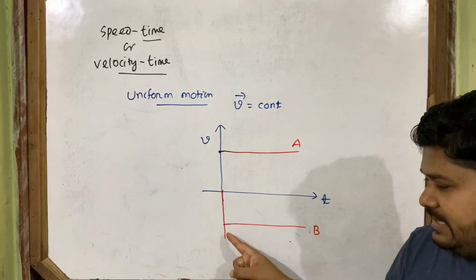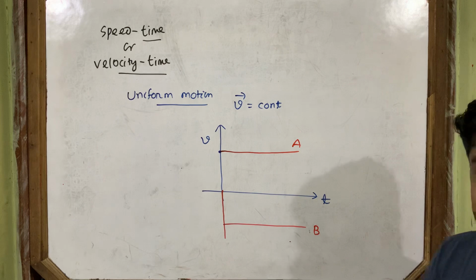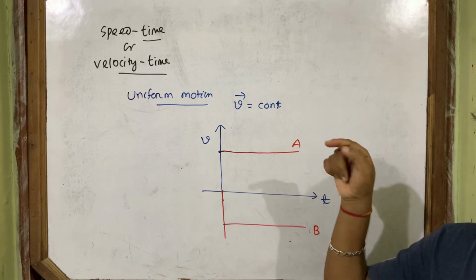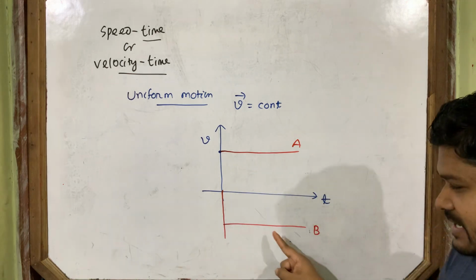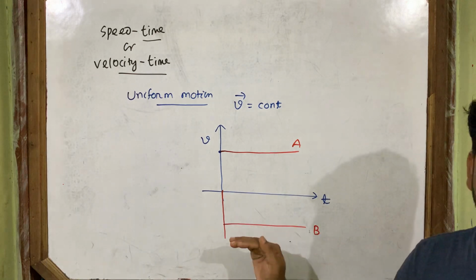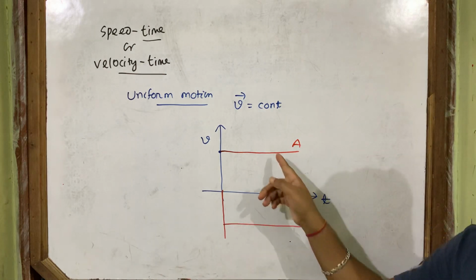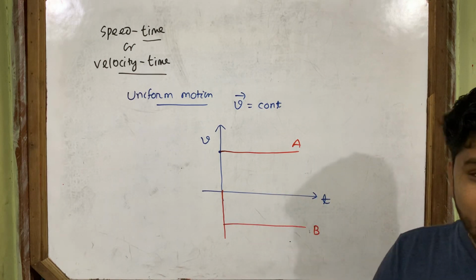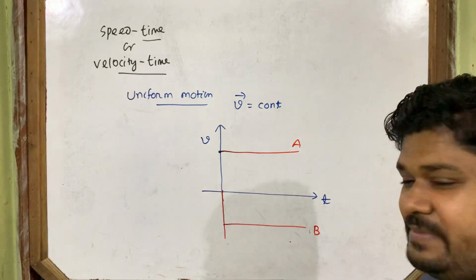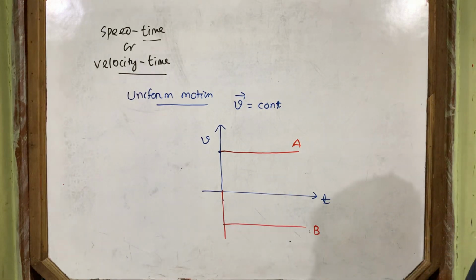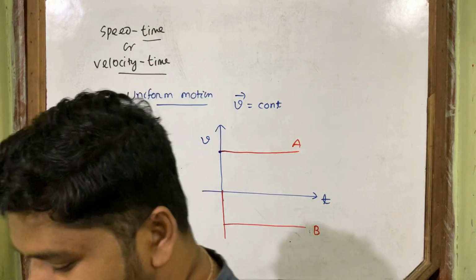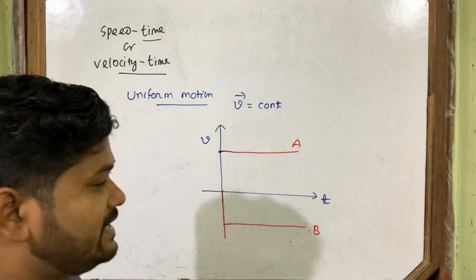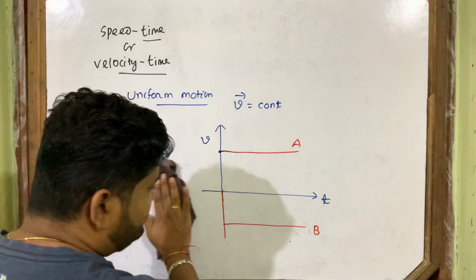A and B. A is in uniform motion, B is in uniform motion, but A has, what you are thinking is right, positive velocity, and B has negative velocity, but constant. That means what about the motion, what one line you can tell about the motion of A and B? Both are moving in opposite direction, because this is positive velocity, this is negative velocity. So A and B both are moving in opposite direction. So this is about uniform motion.